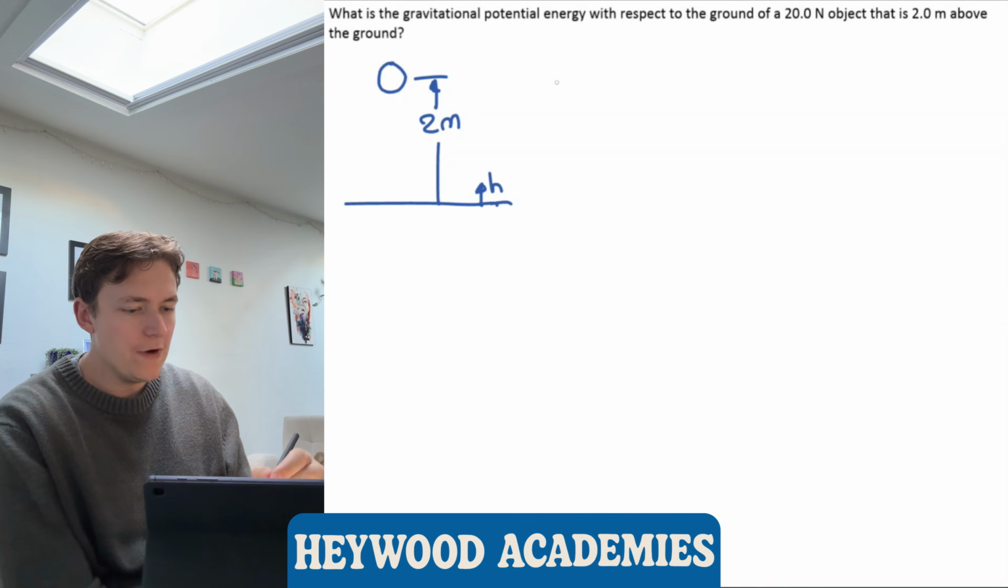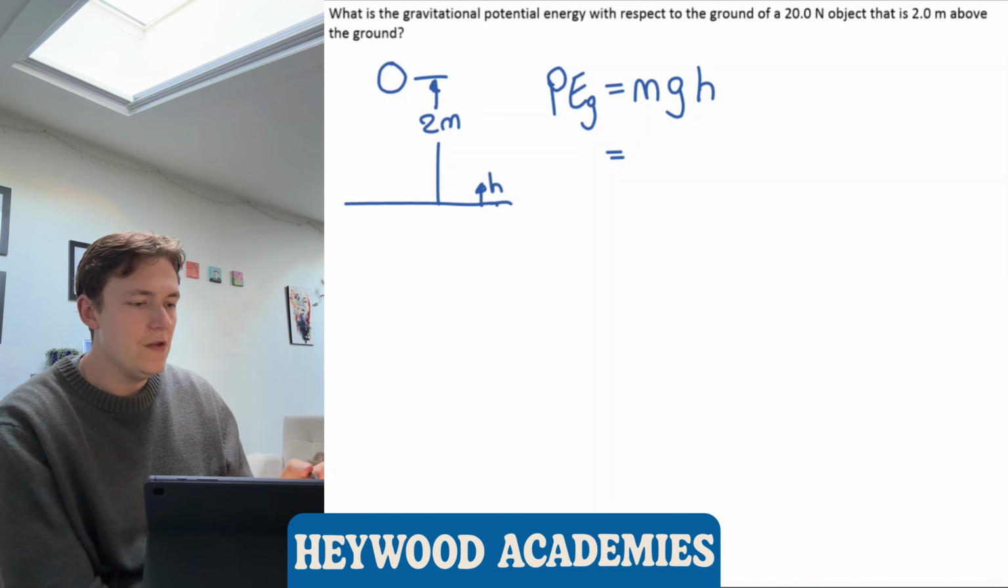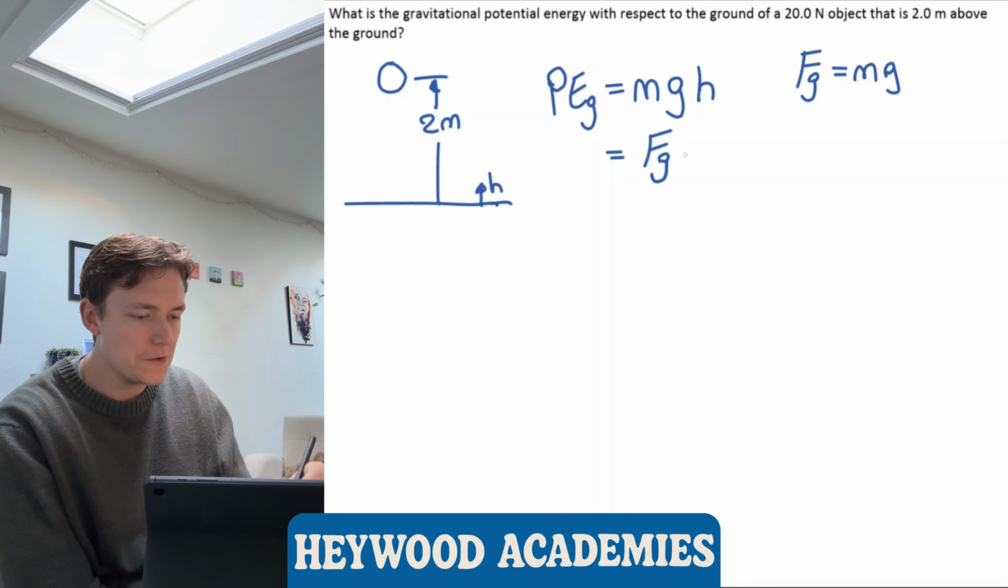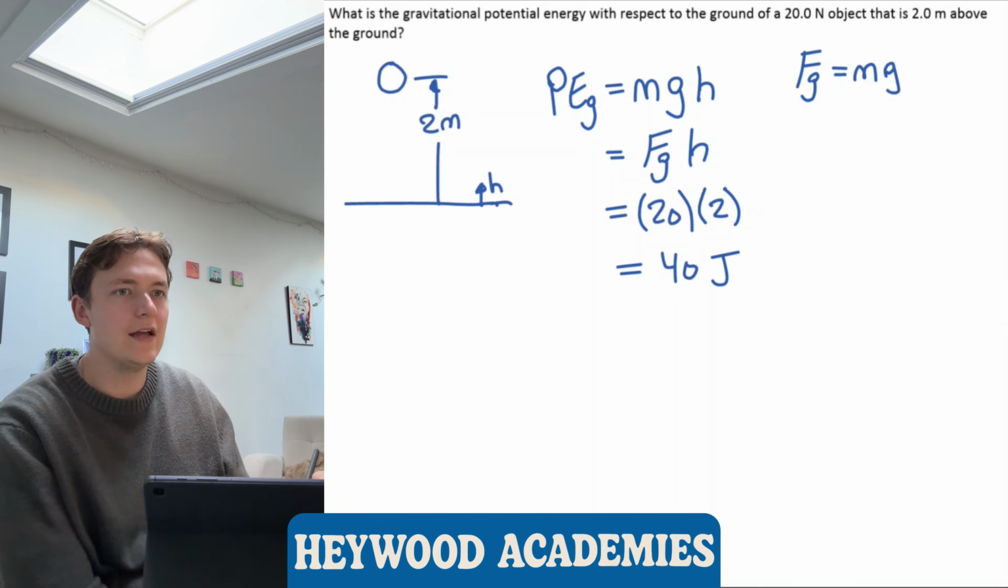Now our equation for gravitational potential energy, sometimes I write this as PEG or just EG, is mgh. In this case, we don't know the mass, but we know the force of gravity is 20 newtons, and the force of gravity is mg. So we can replace that in this equation and just go force of gravity times height. Then we've got 20 newtons of weight, and it's 2 meters above the ground. So we're going to end up with positive 40 joules as our answer.